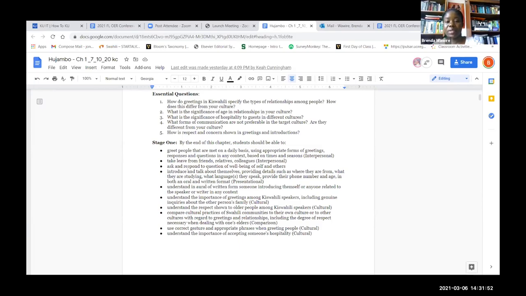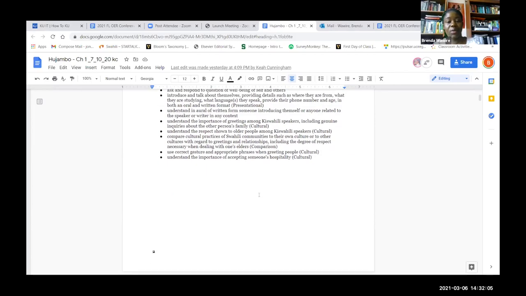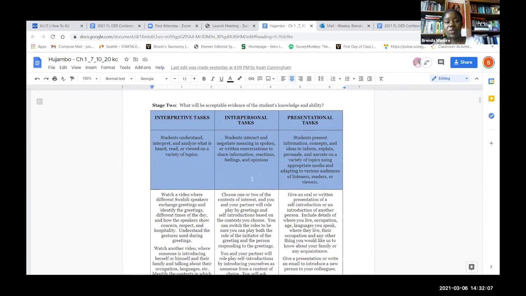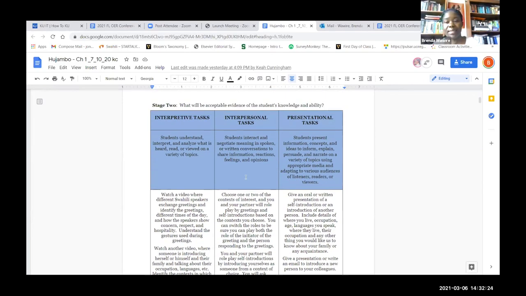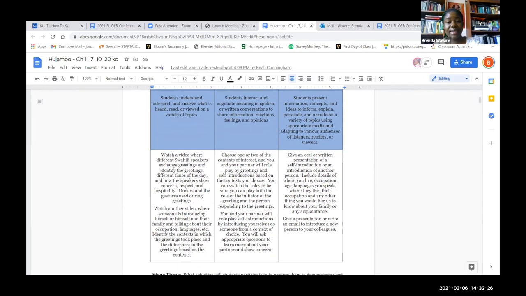So the learning outcomes are based on the five C's. So we have communication, culture, and all of them, as you can see, listed here. So we try to address all of them. And then stage two is the summative performance assessments that are built into the unit. These are the acceptable evidence of what learners will be able to do. Through performing these assessments, they are able to demonstrate their knowledge and ability of the content that they cover.